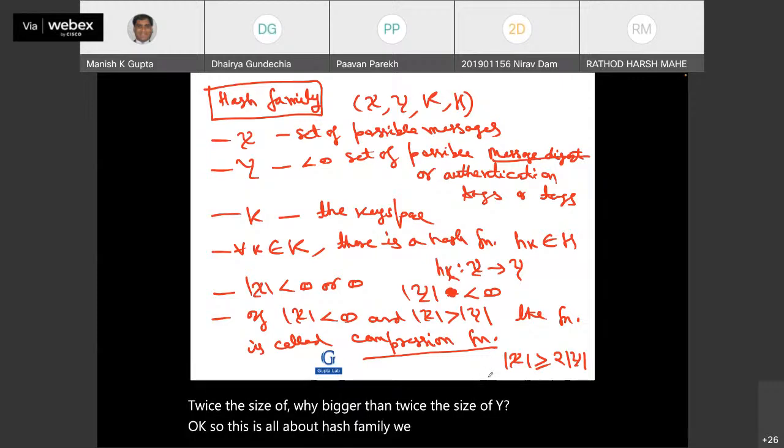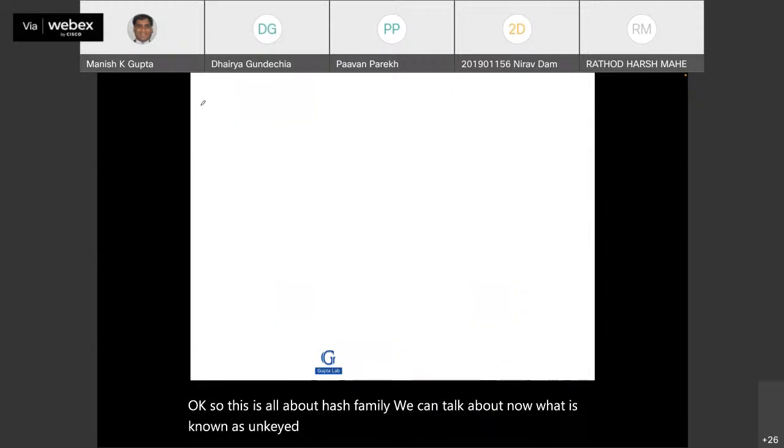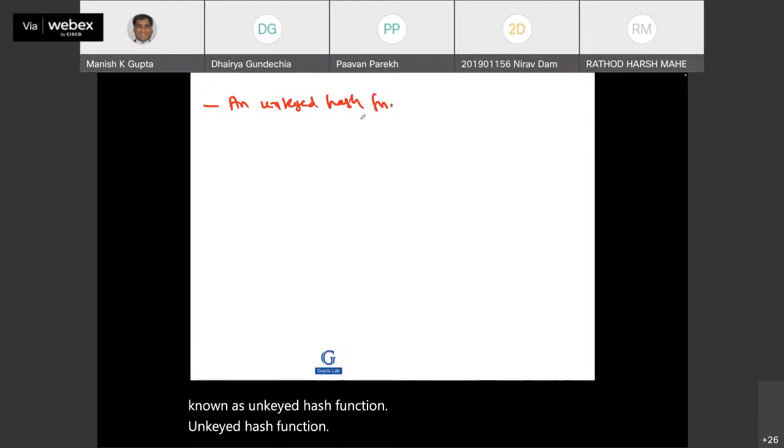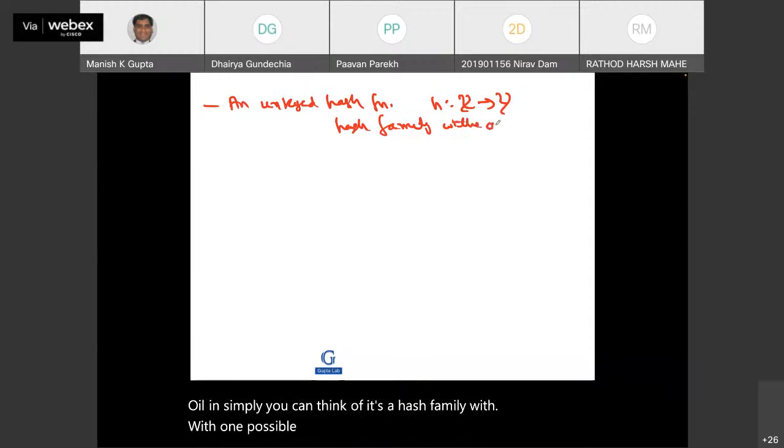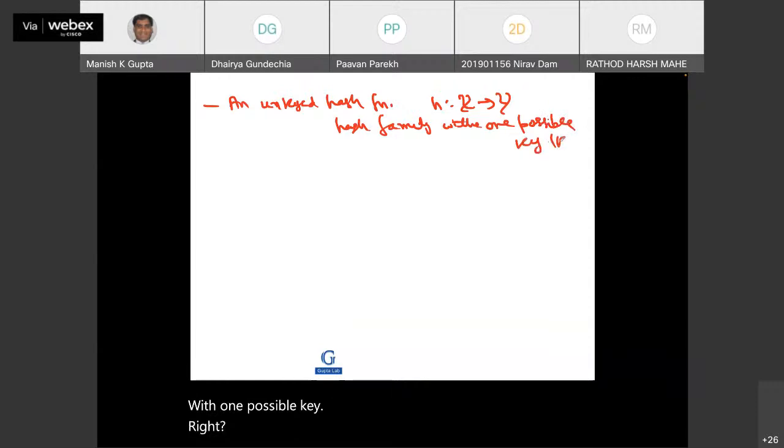We can now talk about what is known as an unkeyed hash function. An unkeyed hash function is a function h from X to Y. Or simply, you can think of it as a hash family with one possible key, so basically the size of K is equal to 1.